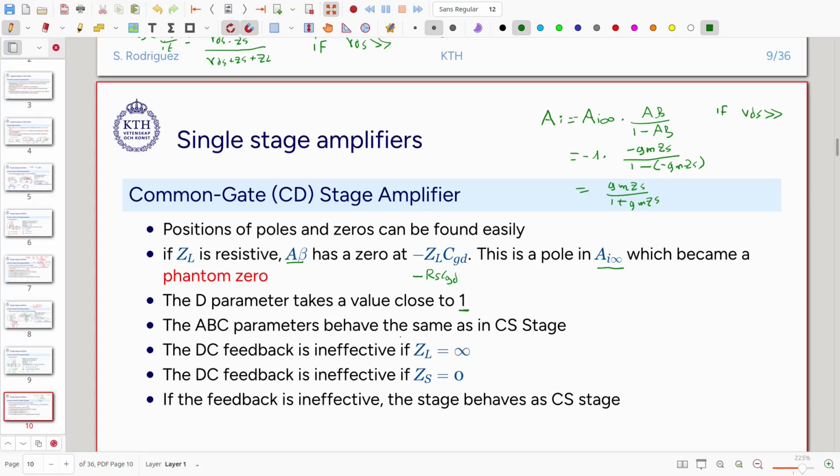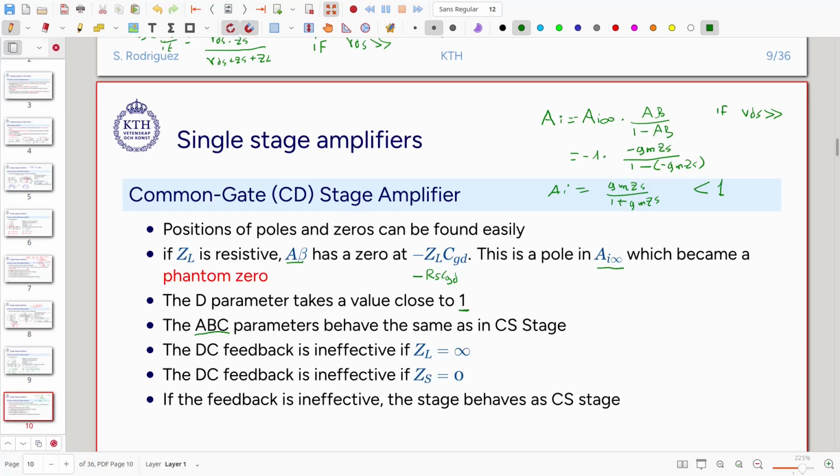We have the following things. Only the D parameter, that is the current gain, has changed, and it is approximately 1. It is always going to be smaller than 1, so this takes a value close to 1. The other parameters, interestingly, are exactly the same as in the common source stage. The others are not affected.